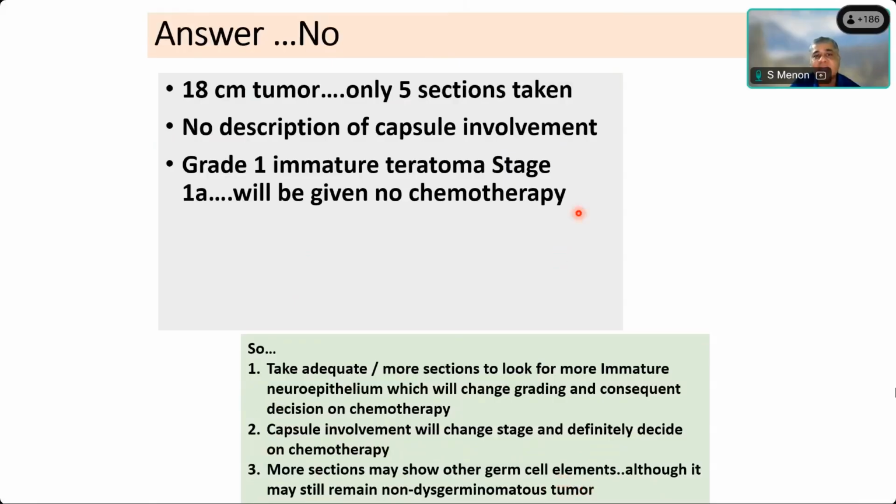So AFP was 70, 80 in this patient. Maybe when you take more sections, you might find yolk sac component. Sometimes even in immature teratoma, the AFP is raised mildly in these tumors.